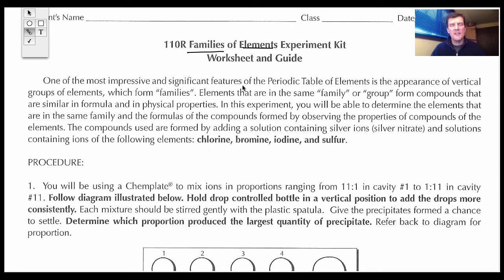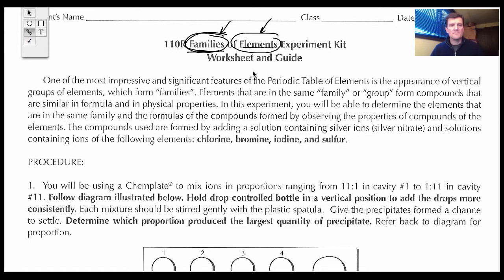Let me explain what you're going to do today. As you can probably figure out from the title, we're going to be looking at families of elements. In other words, elements that are in the same column on the periodic table. Remember, that's a family or group. And we're going to see if they do indeed react in similar manners. And here's how you're going to do that.